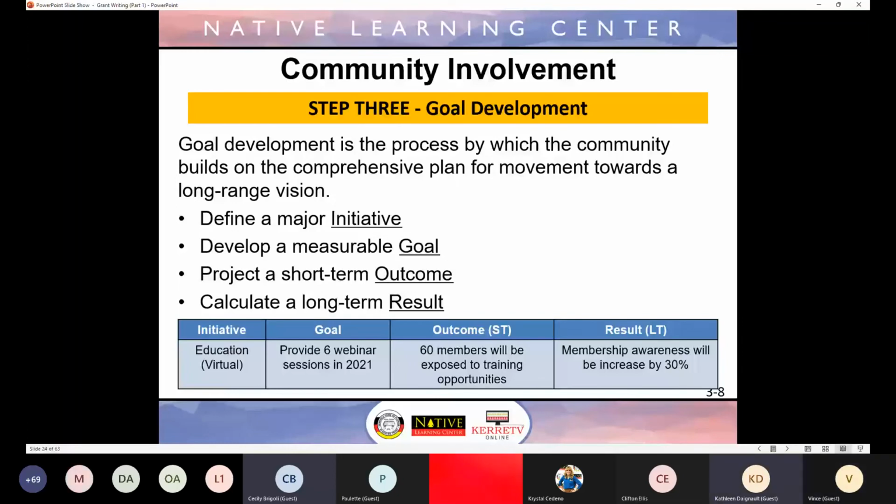Yeah, that would be another initiative. That would have to be written. Yeah, that would be another initiative. Yeah. Okay. From there, I'm new to grant writing, that's why I'm asking these questions.